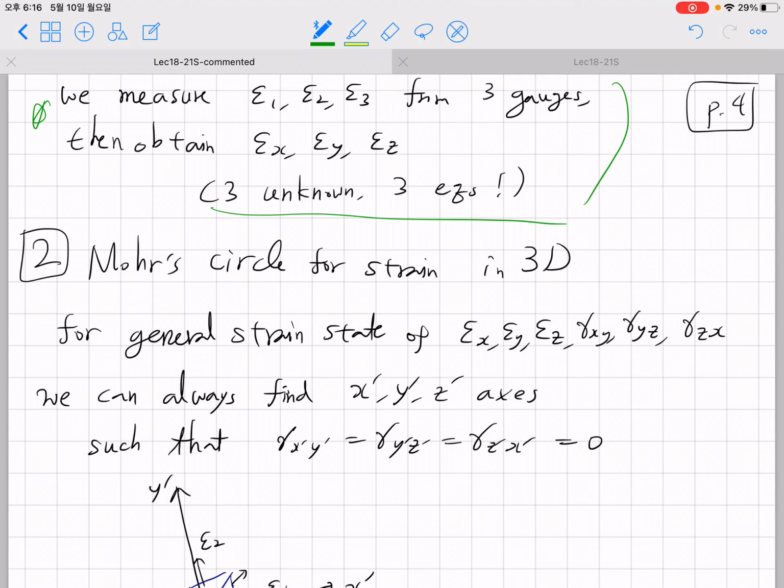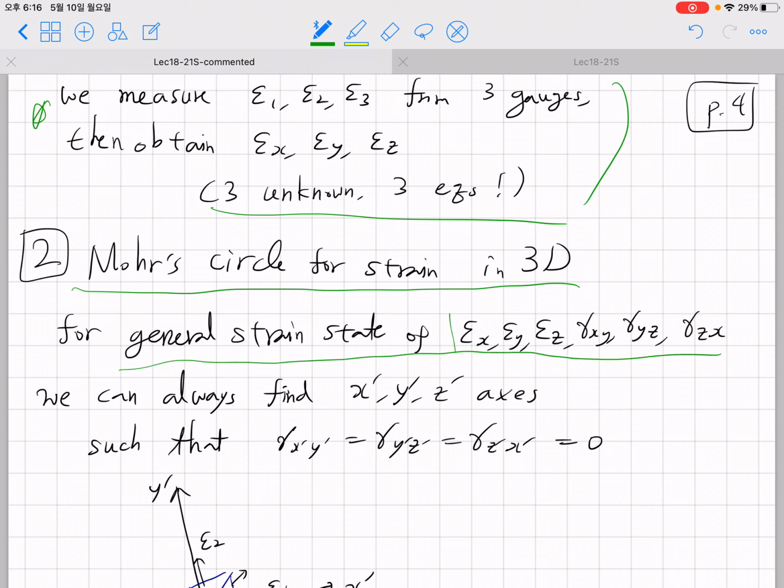Now, as a natural expansion of Mohr circle for 2D problem, let's discuss Mohr circle for strain in 3D. Here I will also skip the details, because you can take a look at the textbook, and the mathematical structure is almost the same. So I don't want to bore you too much. But what I want to deliver is that for a general strain state, composed of 6 independent components: epsilon x, epsilon y, epsilon z, gamma xy, gamma yz, gamma zx.